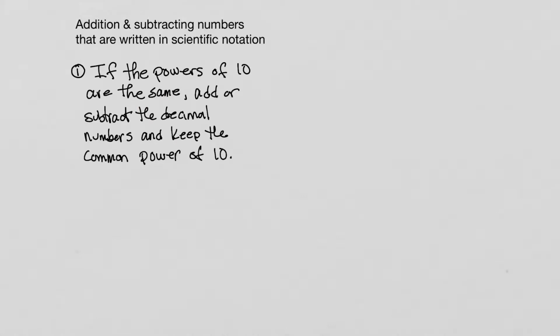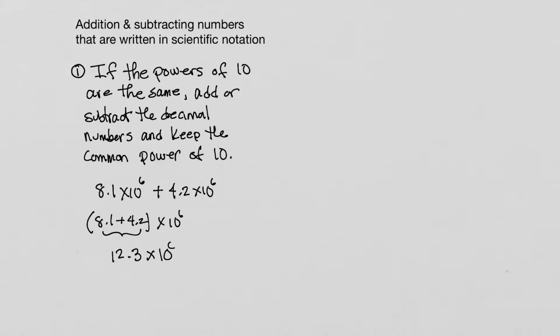So for example, let's try this one here. What if we have 8.1 times 10 to the 6th, and we're going to add 4.2 times 10 to the 6th. In this case, both powers of 10 are the same, so we're just going to add these decimal parts and then use the same power of 10. We're going to have 8.1 plus 4.2, and then multiply that by still 10 to the 6th. So 8.1 and 4.2 give us 12.3 times 10 to the 6th.